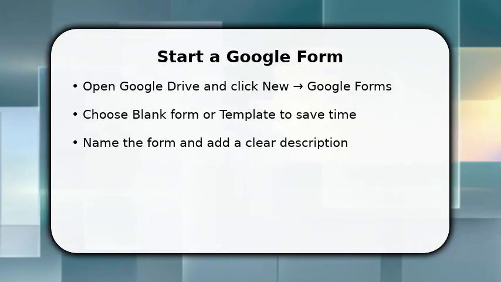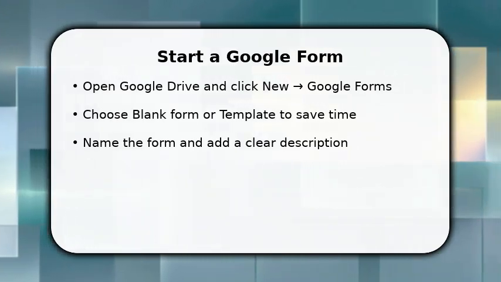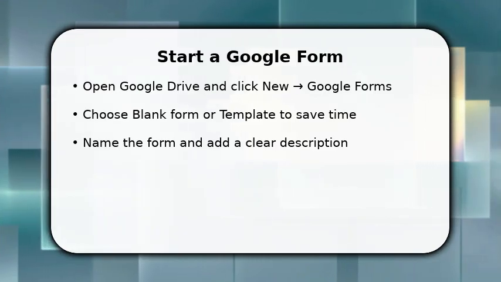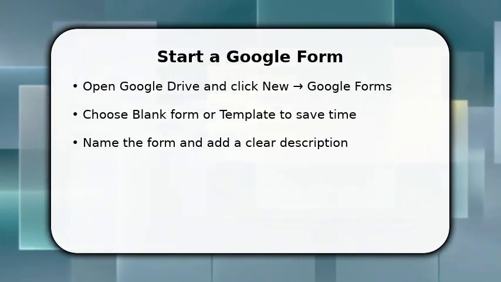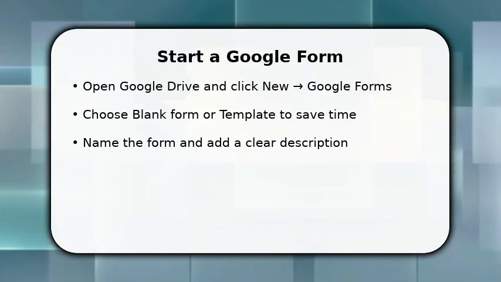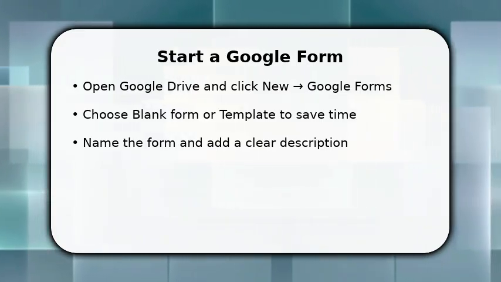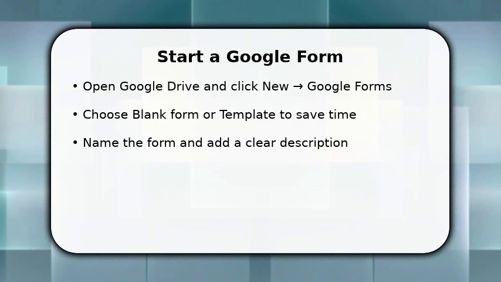Now add your first question. Choose type: multiple choice, short answer, or drop-down, and enter the prompt. Make required fields when answers must be collected, and use the duplicate icon to speed up repeated question types.